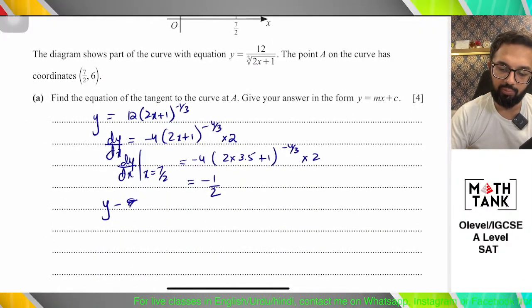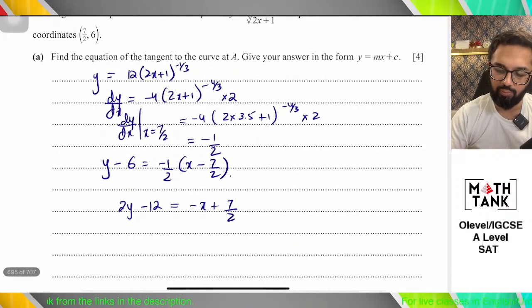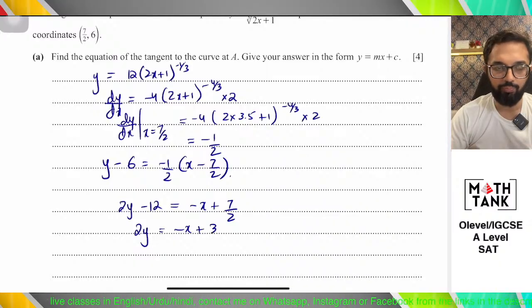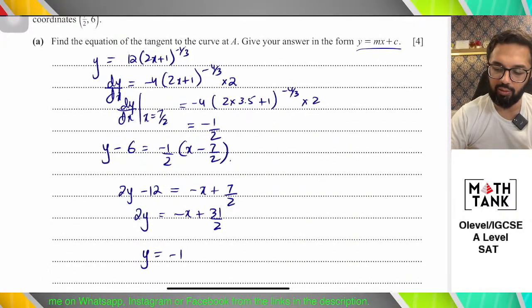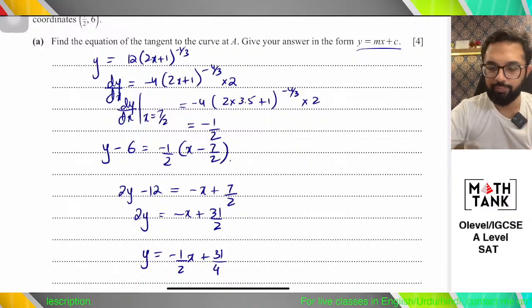y minus y1 equals m(x minus x1). That's the equation. 2y minus 12 equals minus x plus 7 over 2. So 2y equals minus x, 7 over 2 plus 12 gives me 31 over 2. In the form y equals mx plus c, so y equals minus half x plus 31 over 4. Okay, yeah, that should be the correct answer.